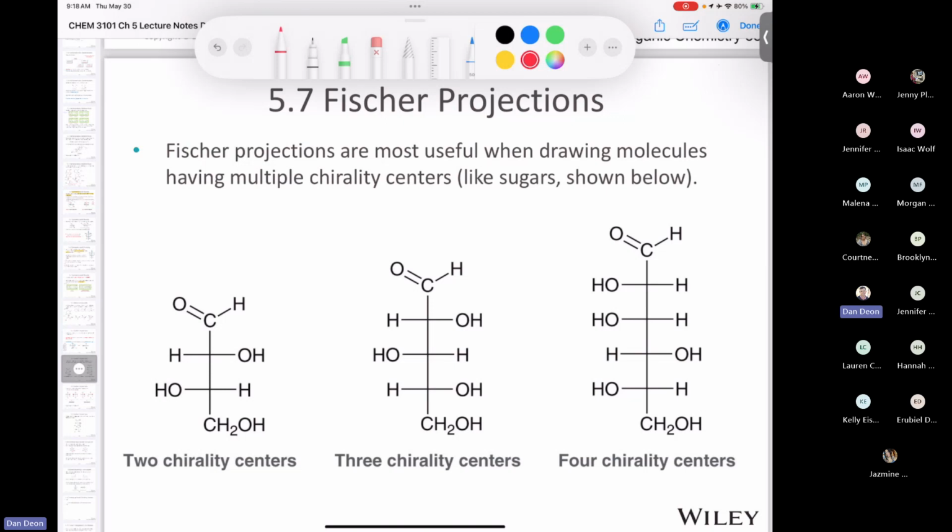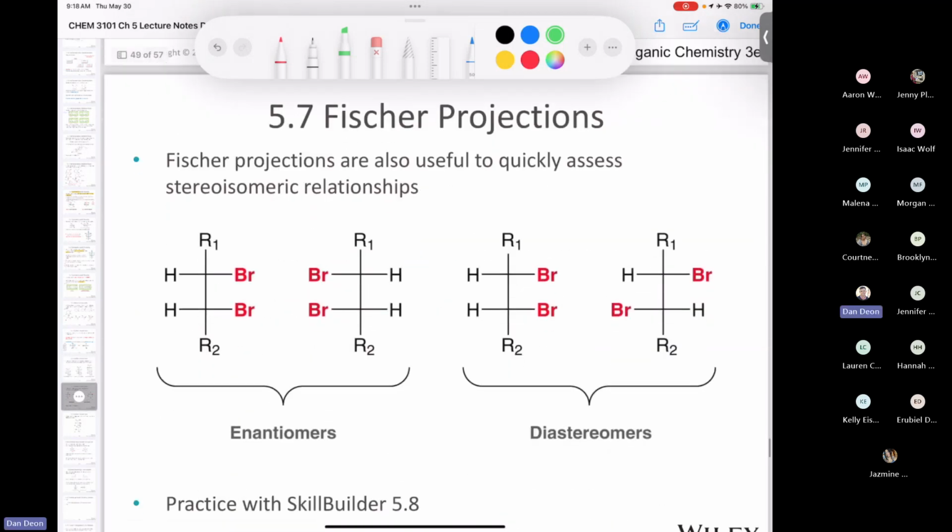the stereocenters. So you can see here that we have 2 chiral centers in this compound. Here we have 1, 2, 3 chirality centers, 1, 2, 3, 4 chiral centers. And so with sugars, we have lots of chiral centers. And so we have to find ways to keep track of them. So another utility of Fisher projections is it allows you to quickly assess relationships that are stereoisomeric.